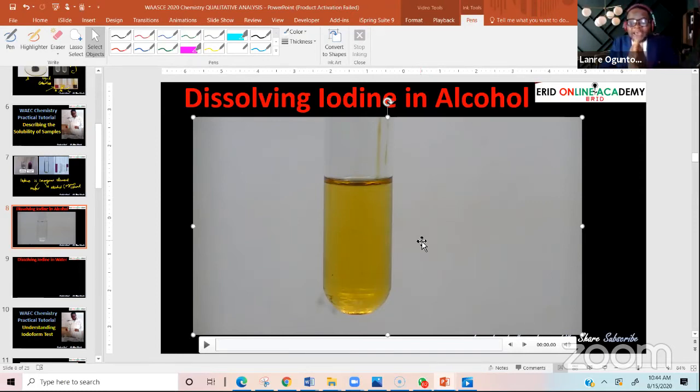If the question is phrased in such a way that you have to add your sample D into sample C, this is exactly what you are going to get. Your sample D will dissolve in sample C. I'm just taking you through the theoretical background first. The alcohol can dissolve your iodine, but your water cannot dissolve your iodine.